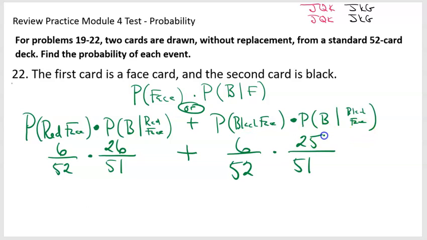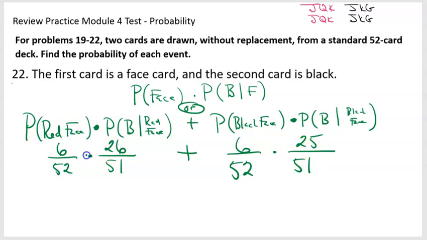So remember, there are always 26 red cards and 26 black cards. When you pull a red card out, there's still 26 black cards left in the deck, but only 51 cards because we pulled out a red face card. Here, there are 6 black face cards, just like there were 6 red ones. We pulled a card out, so there's only 51 cards left. But since we pulled out a black card, out of those 26, there's only 25 left.